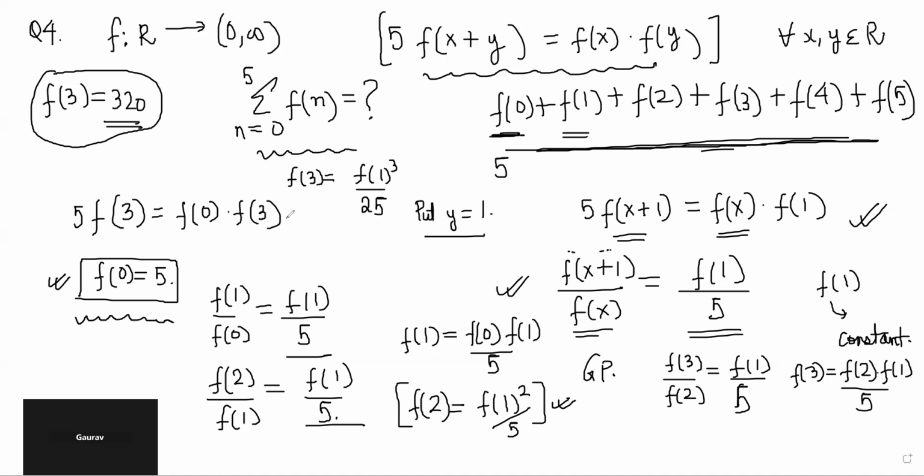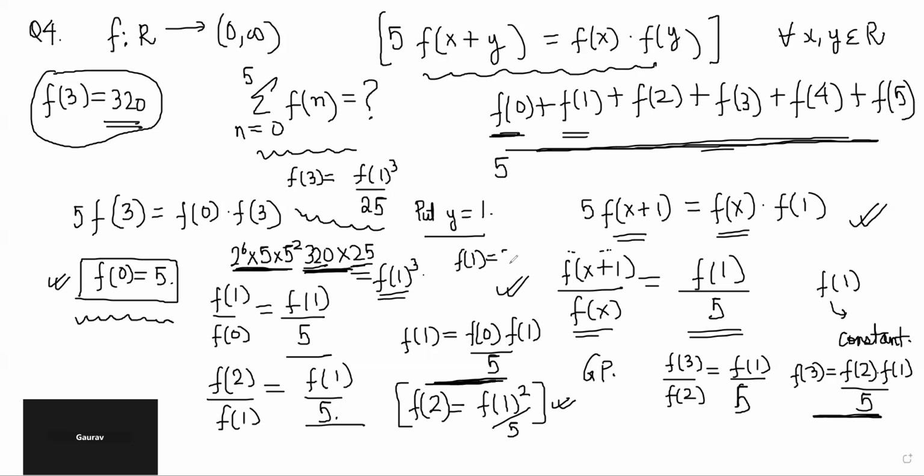From this relation and this relation together, we are getting this, and f of 3 is 320. So 320 into 25 is equal to f of 1 whole cube, right? This is 2 power 5 into 2 power 6 into 5, and this is 5 square. So this is basically 2 power 6 into 5 cube is equal to f of 1 cube. So f of 1 is basically 2 square into 5, right? So we are now getting f of 1 is 20.